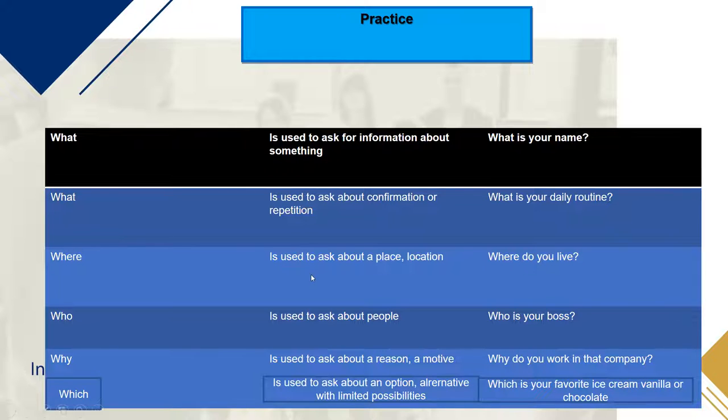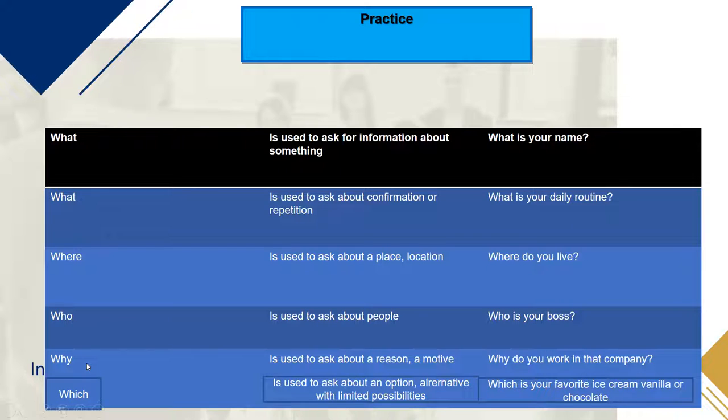Where, ¿dónde? Is used to ask about a place or location. For example, where do you live? Who is used exclusively for people. ¿Quién o quiénes? We use it either in singular or plural, right? Lo usamos ya sea en singular o en plural. For example, who is your boss? Who are your partners? ¿Quiénes son tus compañeros? Who are your classmates? ¿Quiénes son tus compañeros de clases?